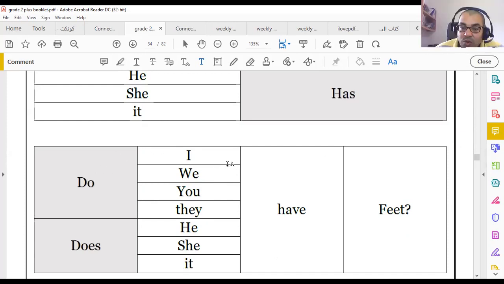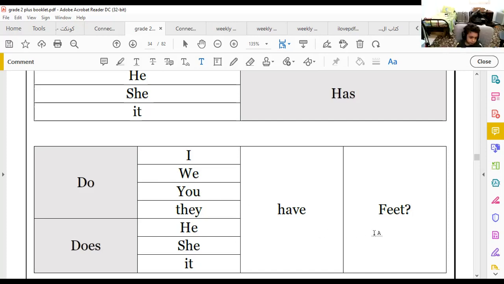Repeat after me. Do I have feet? Students, do I have feet? Is this a question? Yes. Good.